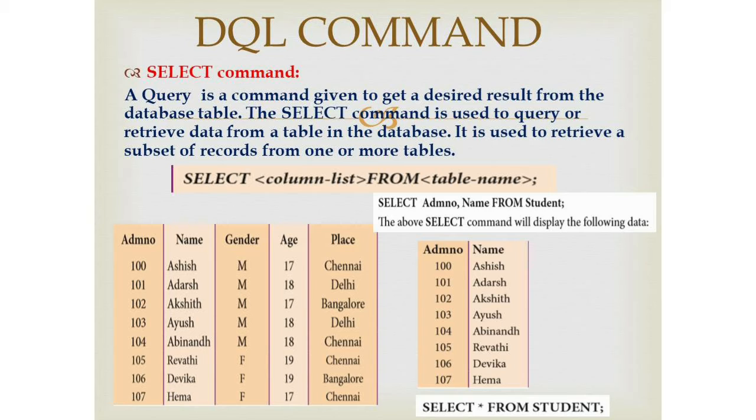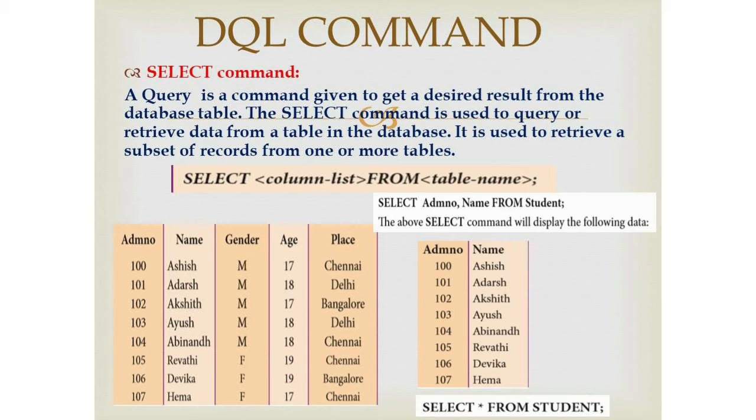The select command can be used with the format: SELECT column list FROM table name. Select is a keyword, then the column list includes one or more columns from which data is retrieved. Here in the column list you only have to mention the column names. Then FROM is a keyword, then the table name. Table name is the name of the table from which the information is going to be retrieved.